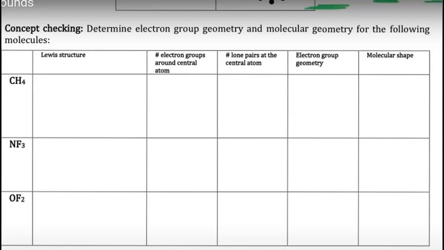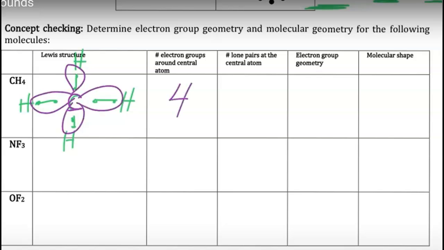So let's do a concept check, and I hope it will help you to understand. The first molecule is methane. This is a gas that heats up our houses. We have carbon, and then we put the hydrogens around it, and remember each hydrogen brings one electron. Carbon is the central atom, and the hydrogens are bonded to this carbon. So we see that carbon has 4 bonds. So the number of electron groups around the central atom is 4. This is my central atom, and 1, 2, 3, and 4. The number of lone pairs on the central atom is 0.